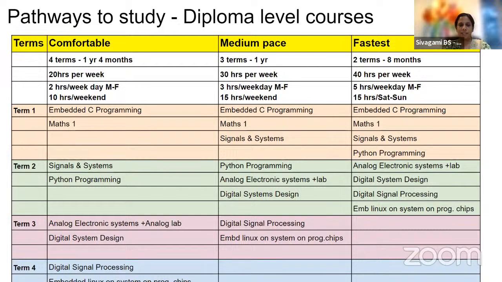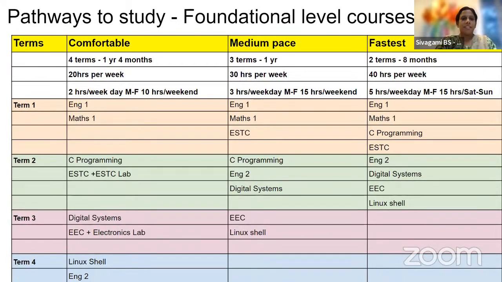At the medium pace, you will take 1 year, and the fastest it will be 8 months to complete the diploma level. And one thing you'll have to note in both these cases is, when we say 2 subjects, I have added the lab courses along with the theory paper. So when I say 2 subjects, it is 2 subjects apart from the lab, because the lab you just come here and do. Okay.